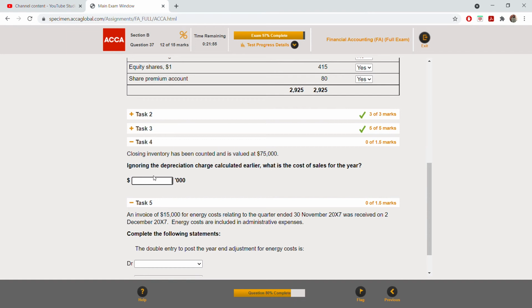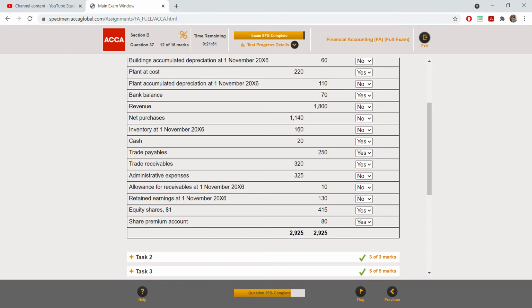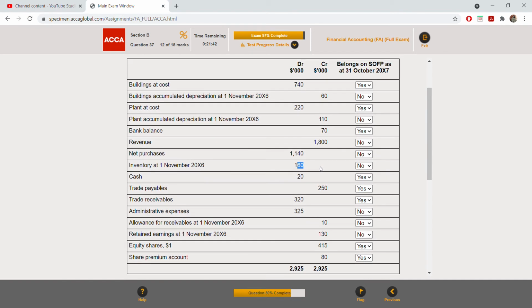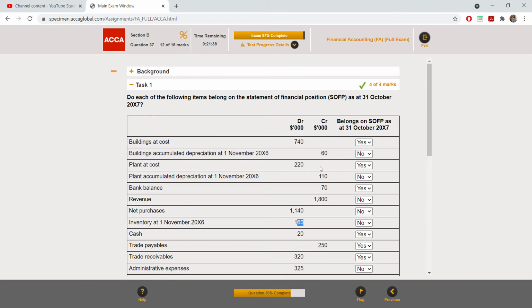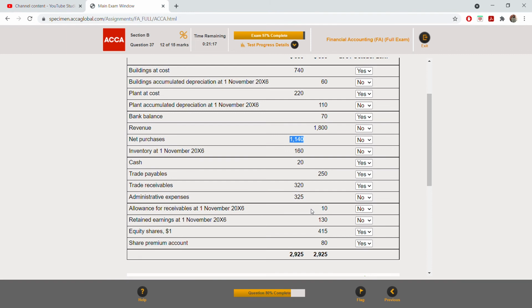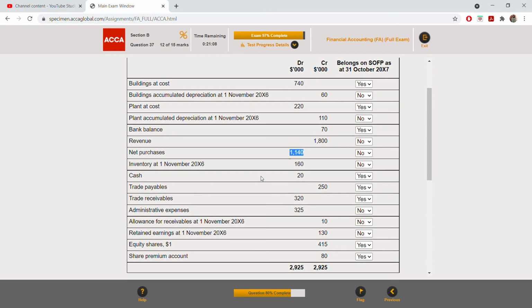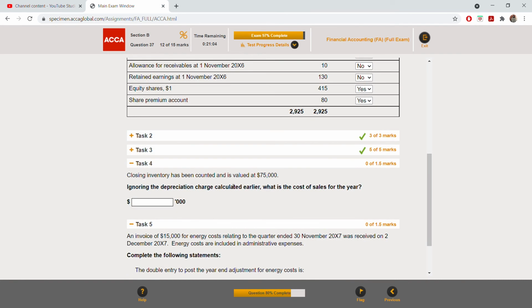Now what will be the cost of sales? For that you have to see what is the opening inventory. It is 160. Plus the purchases minus the closing inventory. You have to know what is the closing inventory and the net purchases. So the net purchases is 1440, minus the closing inventory, that will be the cost of sales. So what is the closing inventory? The closing inventory they have given us 75,000. So now you take opening plus purchase minus closing, 1225.